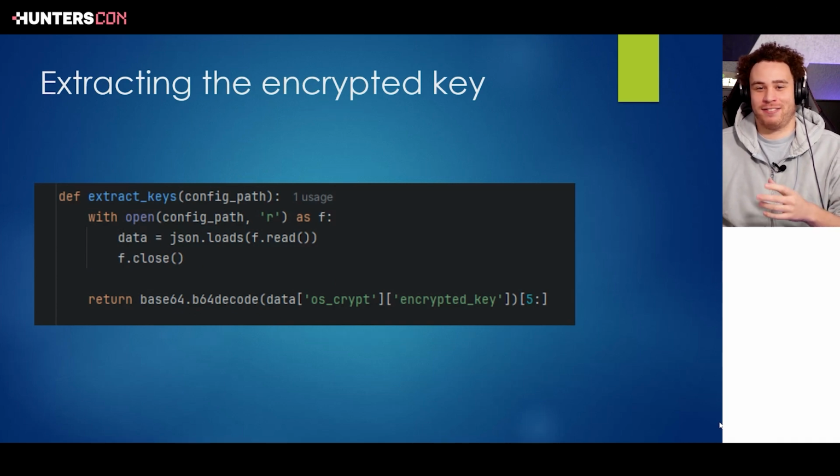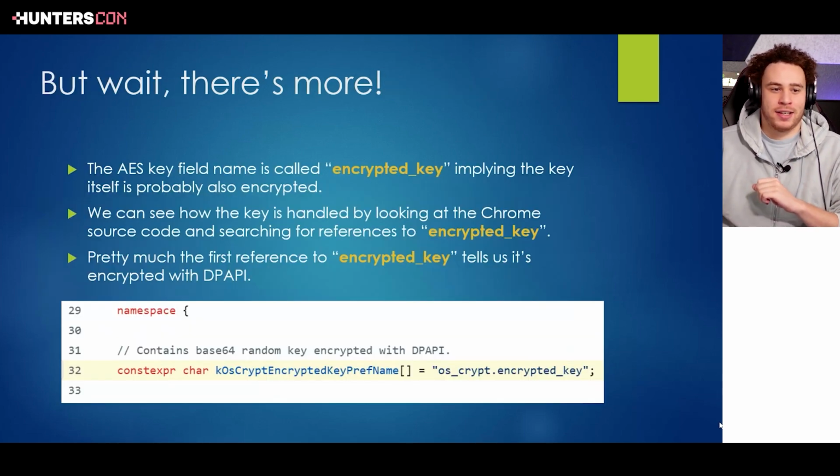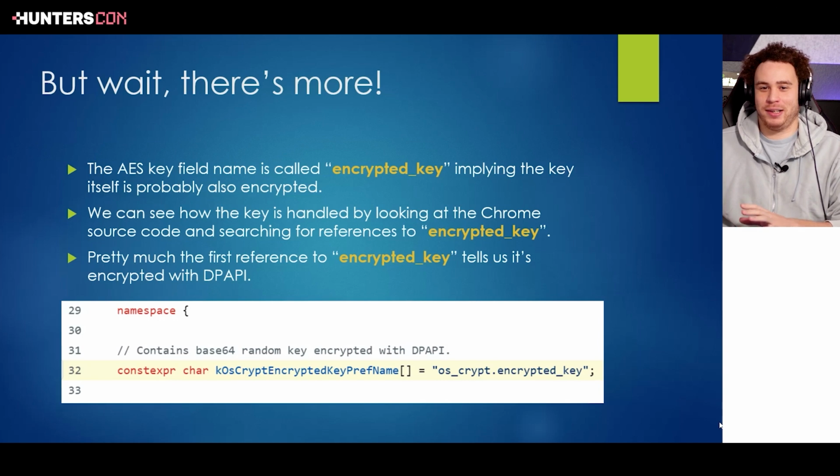Extracting that is super easy. It is basically 5 lines of Python code. We just need to grab the encrypted_key field from the os_crypt class. So we do still have one problem, and that is it is called encrypted_key, which does imply that the key itself is encrypted. We could dig through the entire Chrome source code to find out how their encryption works. But if we search the encrypted_key string in the Chrome source, the very first result that we get back tells us exactly how it's encrypted. It is with DPAPI, which is short for the Data Protection Application Programming Interface.